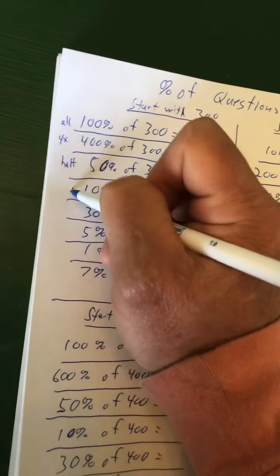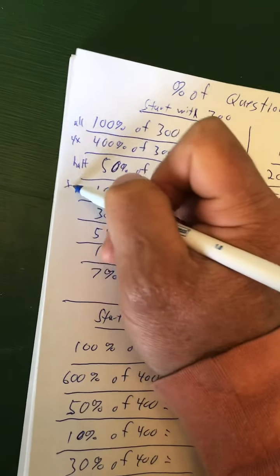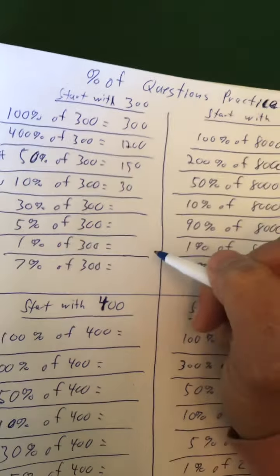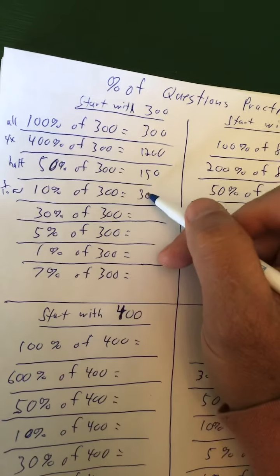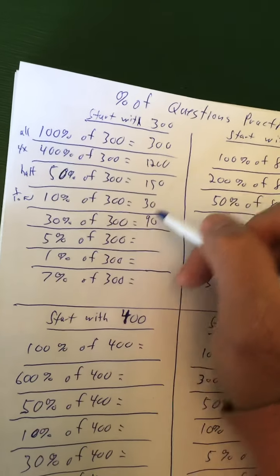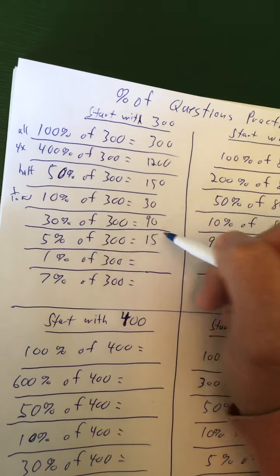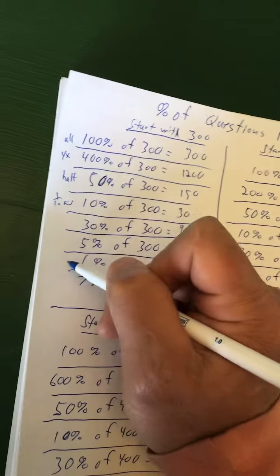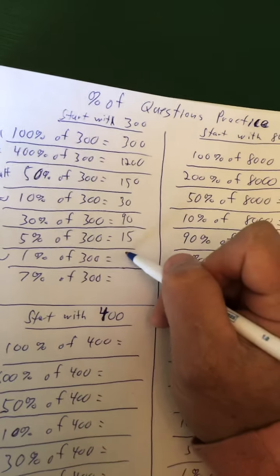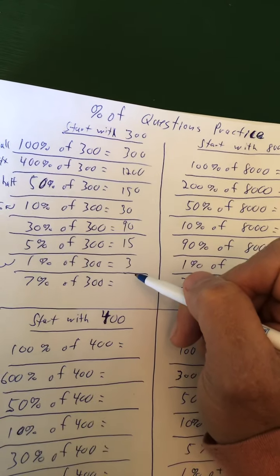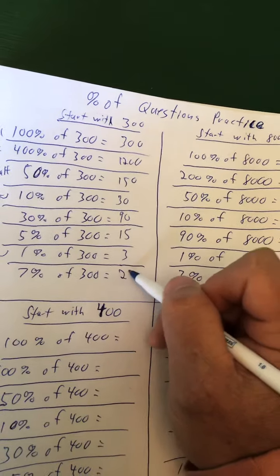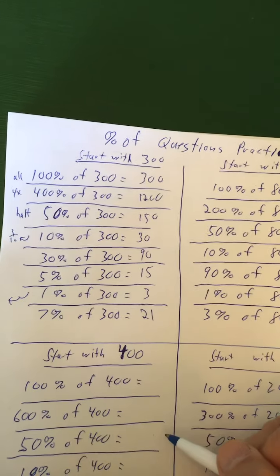10% means you move it 1 to the left because it's 1/10, and so that's going to be 30. So 30%, you just go times 3, that's going to be 90. 5% is half of 10%. 1%, you move it 2 places to the left, so that's 3. And then 7%, you're just going to multiply that by 7. That's going to be 21. So hopefully you did good on that first one there.